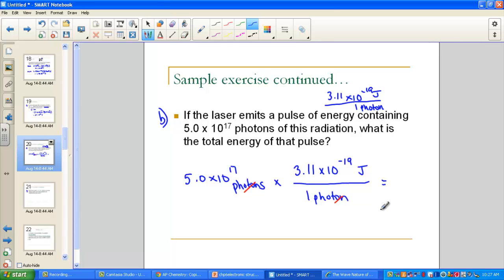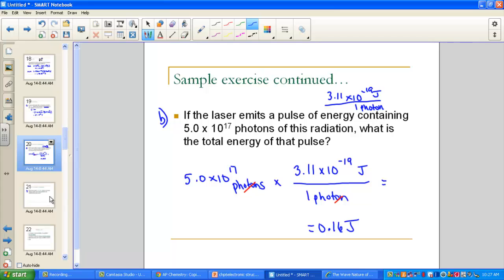If 5e17 photons times 3.11 e negative 19 set over 1, canceling the photons, and what we find is 0.1555, I'll say 0.16 joules of energy. If one photon required this amount of joules, this many photons would require 0.16 joules.